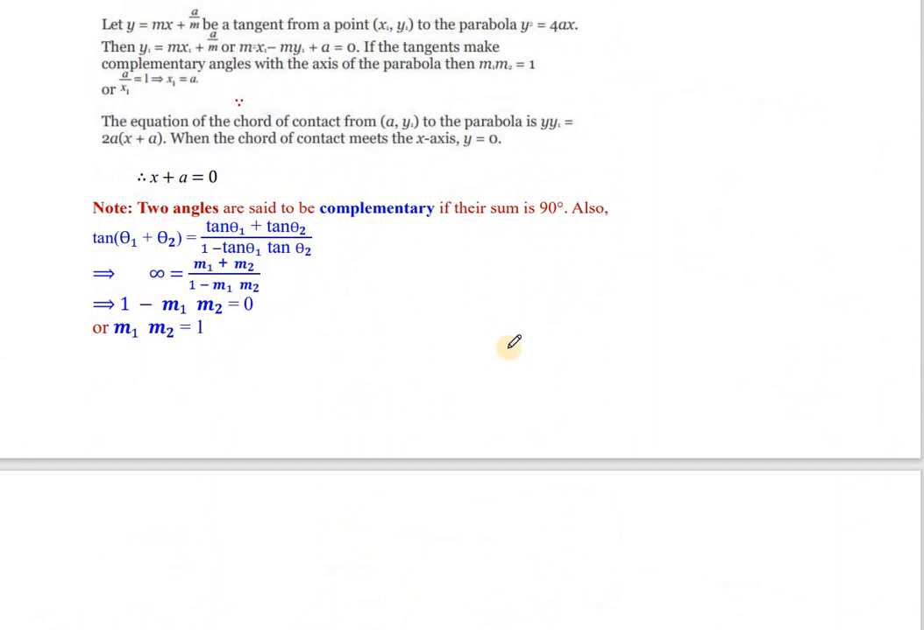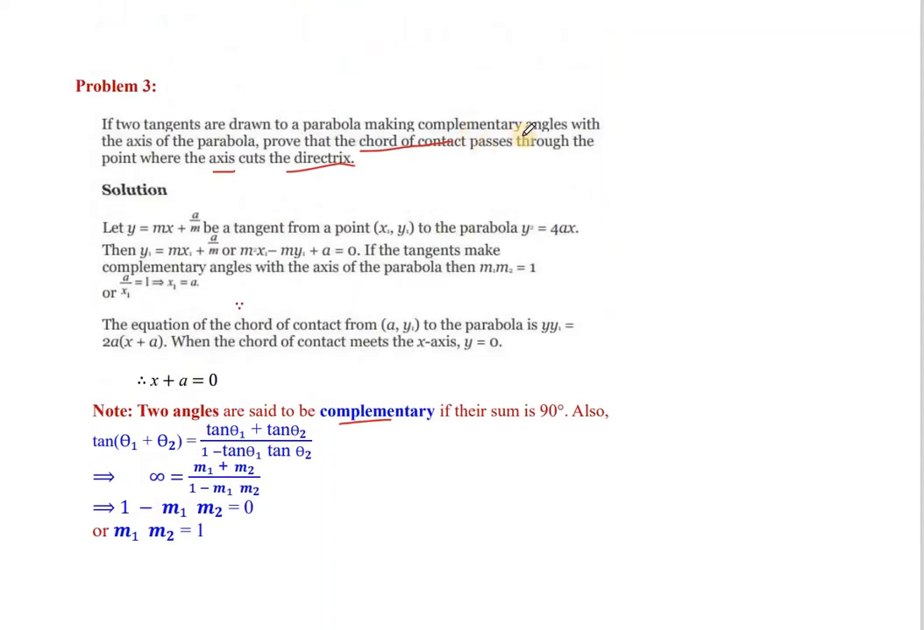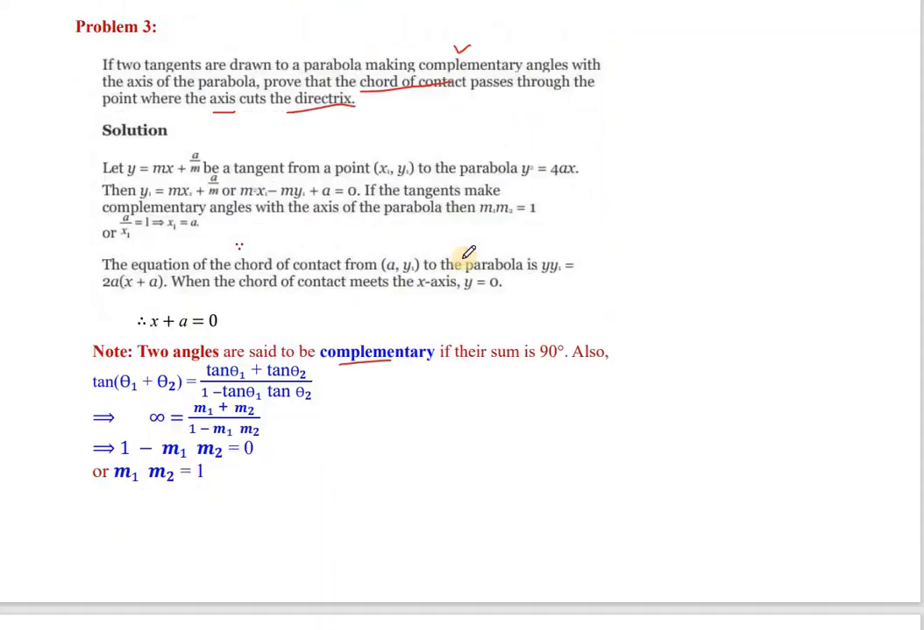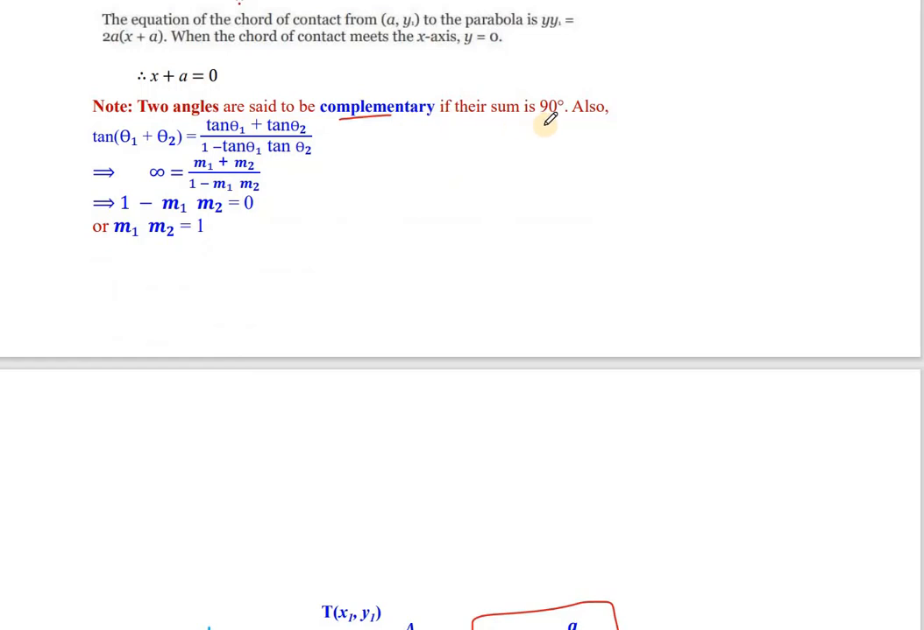Because (x1, y1) lies on that, you will have the equation y1 = mx1 + a/m, and on simplification this, being quadratic in m, will have two roots. You can name them m1 and m2. m1 stands for tan theta 1, m2 stands for tan theta 2. Now because we are given that the two angles are complementary, the sum should be 90 degrees. For complementary you need the sum to be 90, for supplementary it is 180.